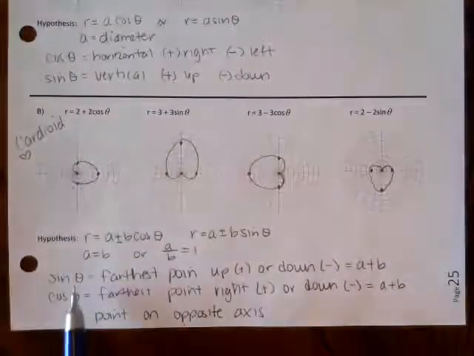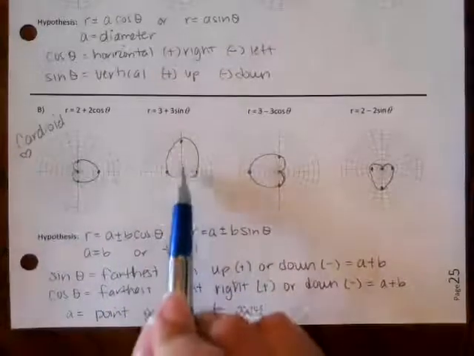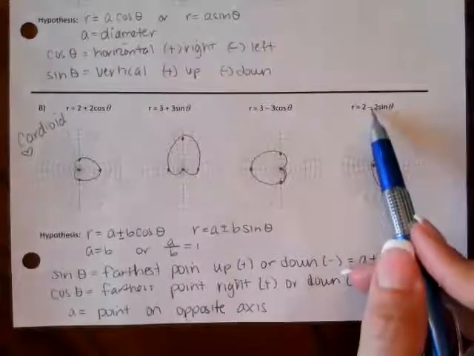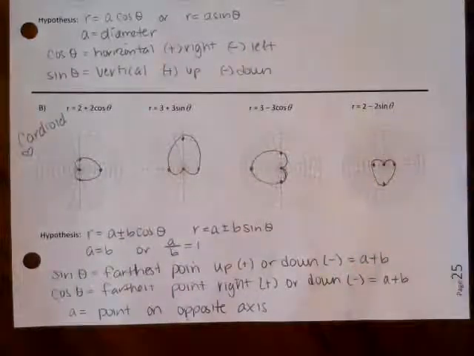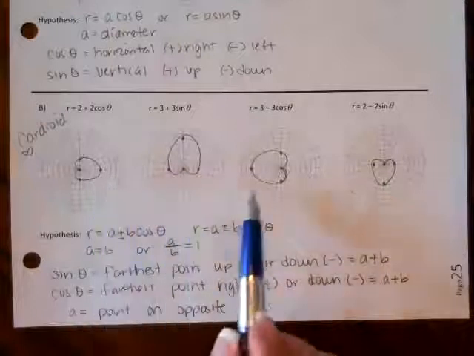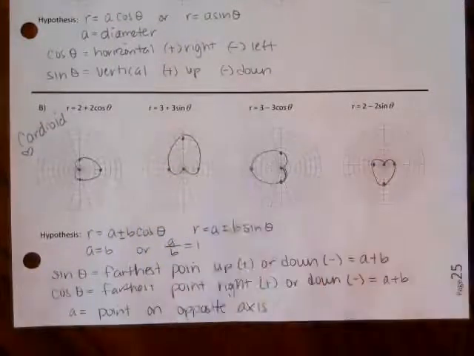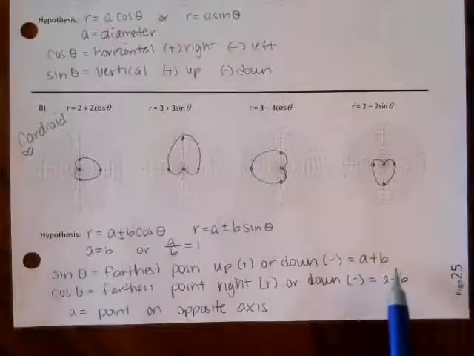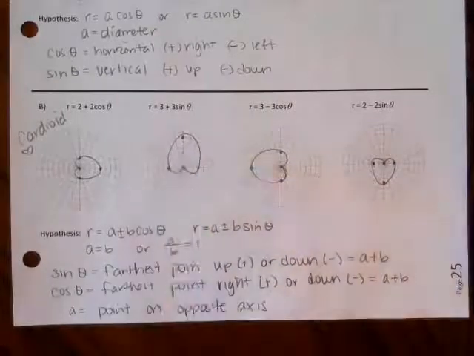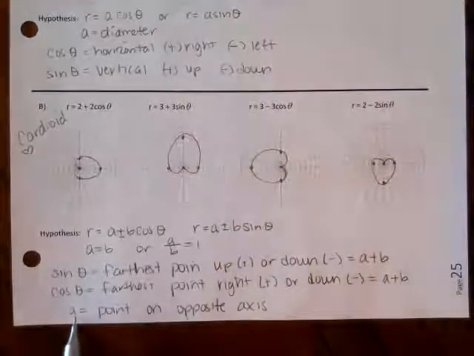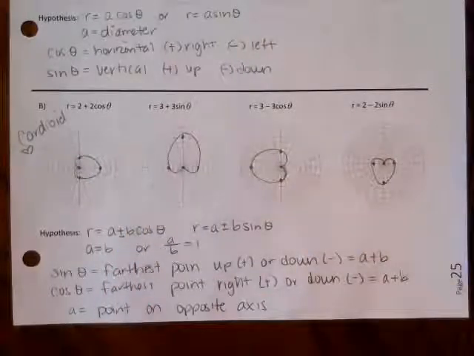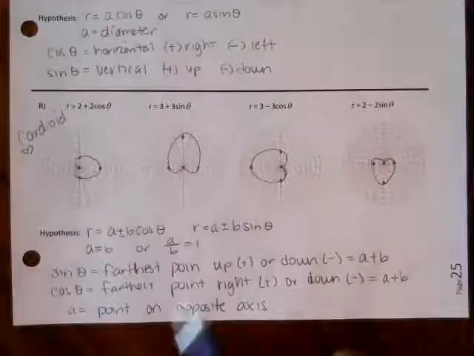All right, again, so when it's sine of theta, our furthest point is going to be vertical. So it is going to go up if it's positive, down if it's negative. And we're talking about that sign right there. And then when we're on our cosine of theta, it's going to go to the right if it's positive like this one, or to the left if it's negative. And again, we're talking about that sign. It is a distance of A plus B. So you take the two numbers together and you add them, and that's going to be the distance from the pole to that farthest point. A is the point on the opposite axis. So this would be my opposite axis, and I would go 3 units there. There's always a point at the pole, so keep that in mind as well.